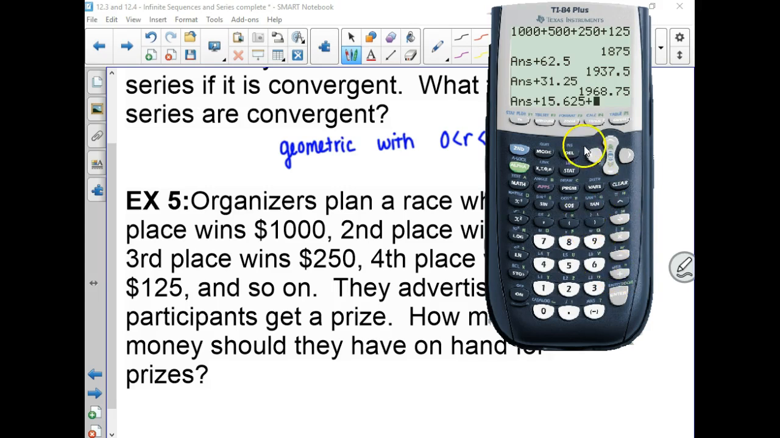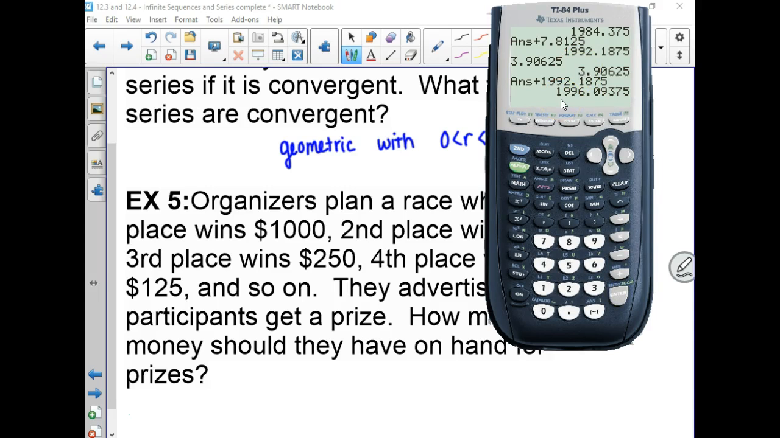So that gives us this much, right? What's the next place going to get? 7.8125. Okay, so we're at 1992.1875. What's the next place get? And we'll quit now because our decimals are going to start getting really bad. Oh, wait. Plus 92.1875. Okay. You're getting to the point where you're not too excited about your winnings here, right?